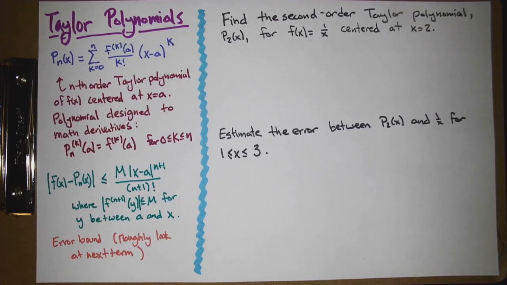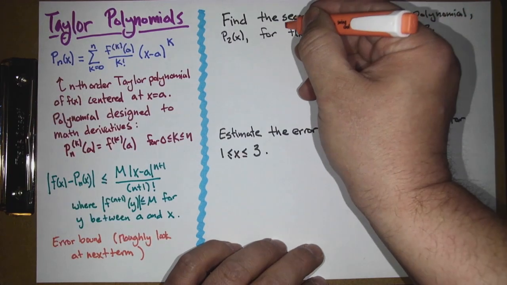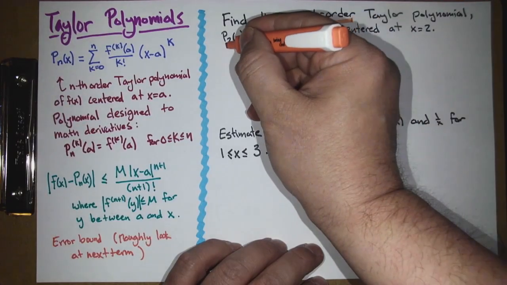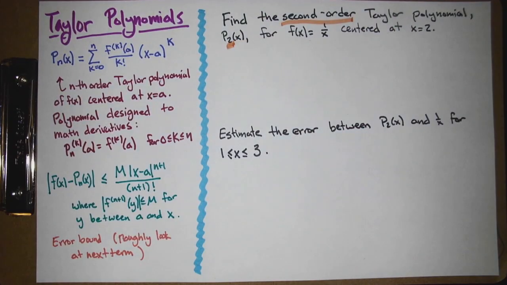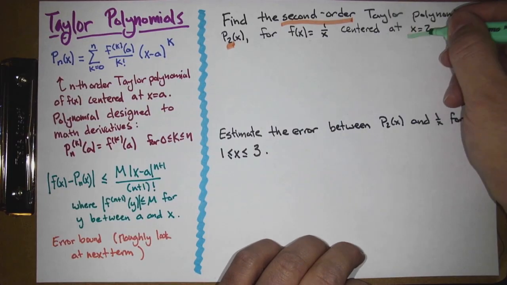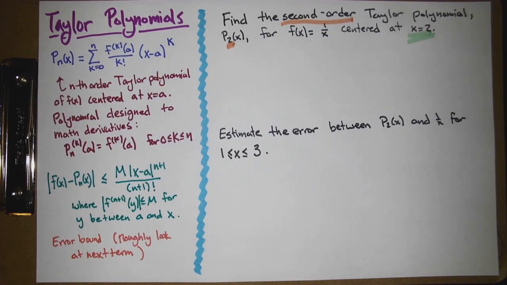Find the second order Taylor polynomial P2 of x for the function f of x equals 1 over x centered at x equals 2. So there's a couple key things here. How far do we go? That's second order. That's also reflected in that 2. And of course, you also need to know your center. So make sure you understand how far we are matching the derivatives, and where we are centered.